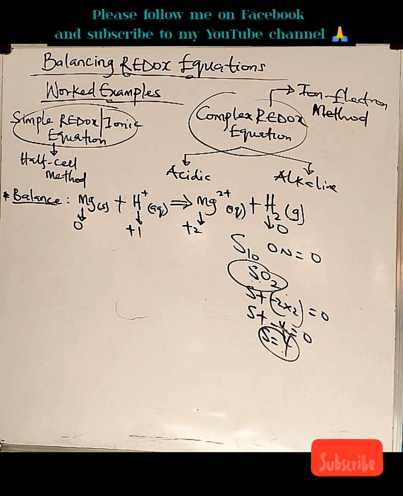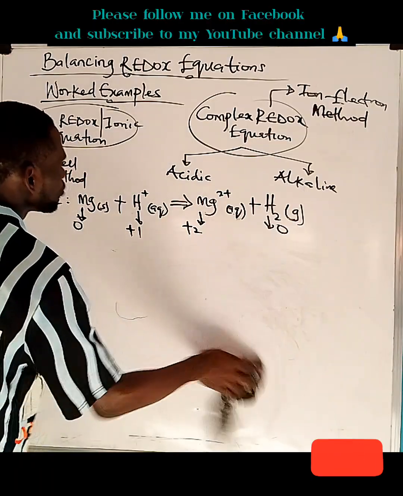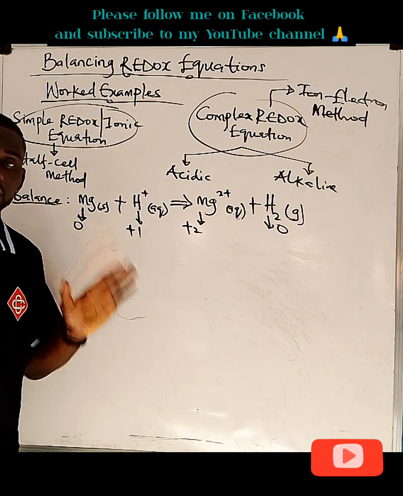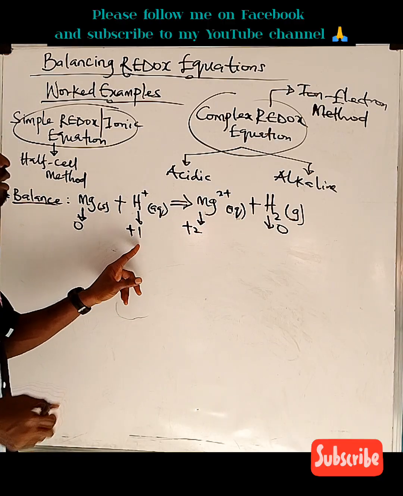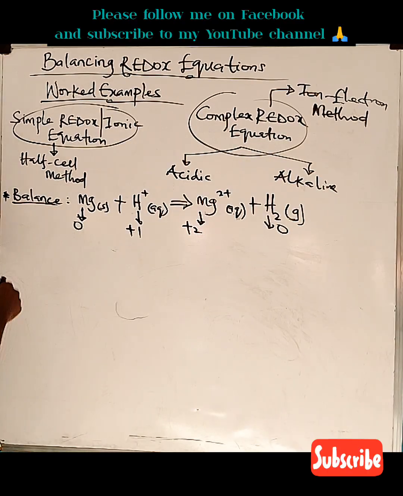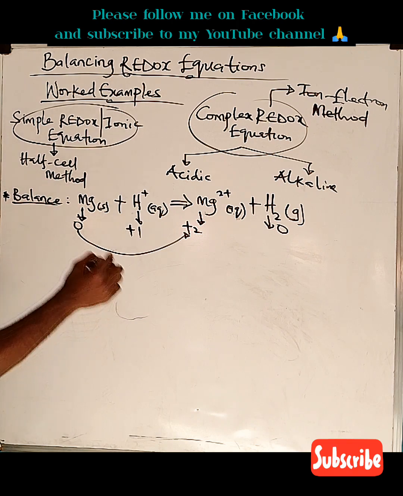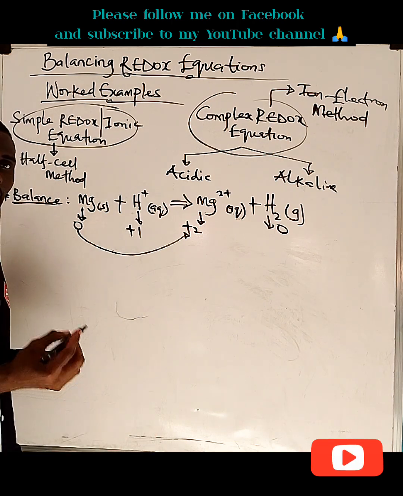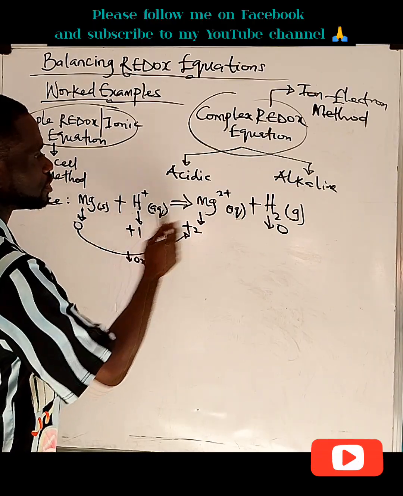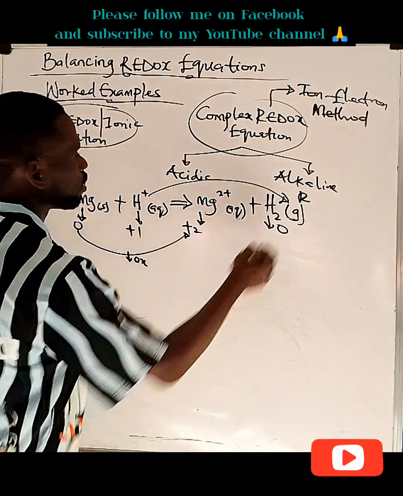So we are talking about a simple redox equation. Don't forget, that's what we are discussing. So first of all, we've gotten our oxidation numbers. Magnesium here on the reactant side is 0, hydrogen plus 1, magnesium here plus 2, hydrogen here 0. So when you look at this, the oxidation number 0 from here increased to plus 2. So an increment in oxidation number, like what we discussed in our previous class, is what we call oxidation. So this is oxidation, OX. Hydrogen plus 1 reduced to 0. This is reduction.